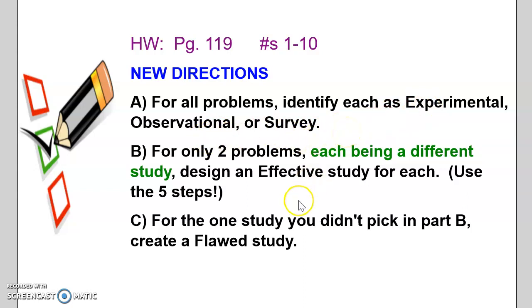Then what I want you to do is pick only any two problems from 1 through 10. I want them to be of a different study. So one should be classified as an observational study, maybe the other is a survey. Maybe one is a survey, and then another one that you pick is an experiment, and so on. Just pick two problems, and I want you to design an effective study for each of those problems. That'll make sense once I go through what it takes to be an effective study. Lastly, again, for a problem that you haven't picked already in part B, pick another problem and create a flawed study.